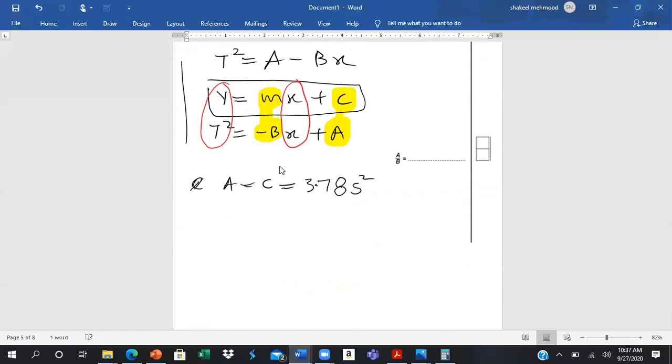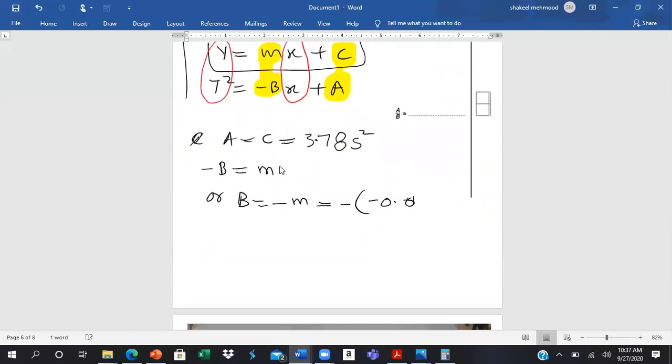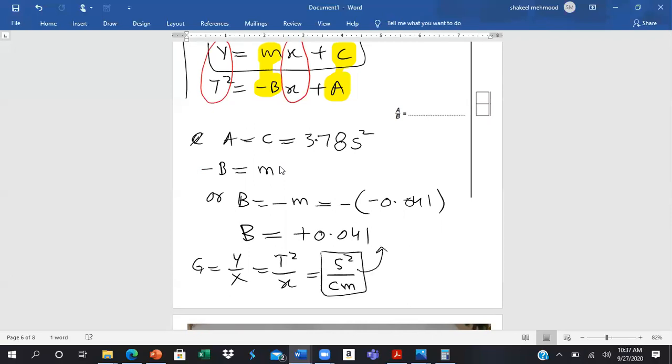Okay, for negative b, it is equivalent to gradient, or you can write b is negative gradient. So this negative, and what's the value of gradient? Negative 0.041. So when you multiply it, your b will be plus 0.041. And what is its unit? You know, gradient is y over x. Along y is t square, along x is x. So t square is having unit of second square, and x is having unit of centimeter. It means the unit of b will be second square per centimeter.